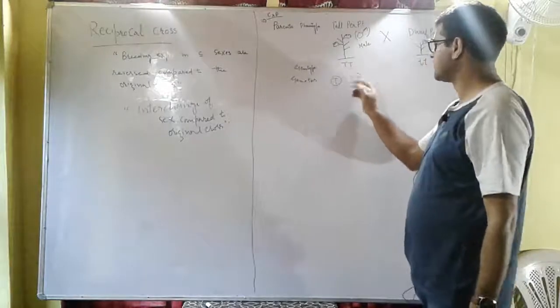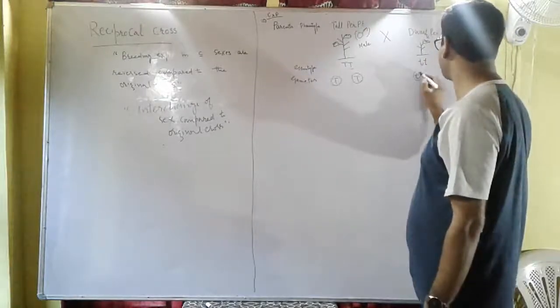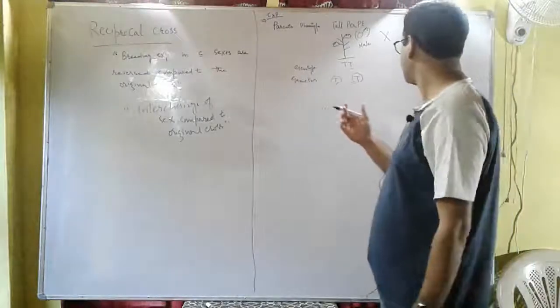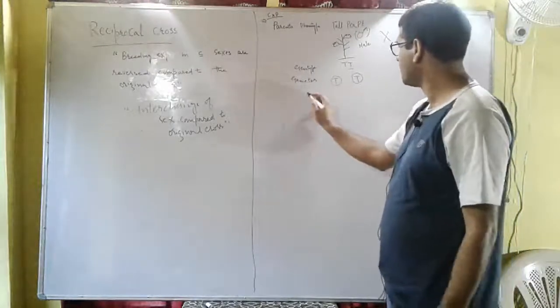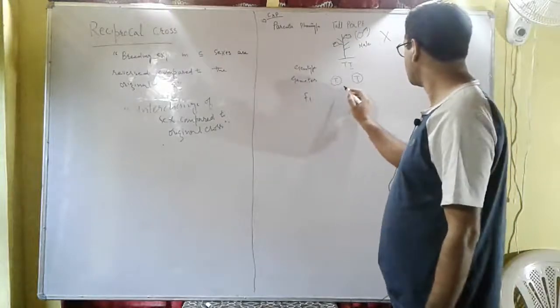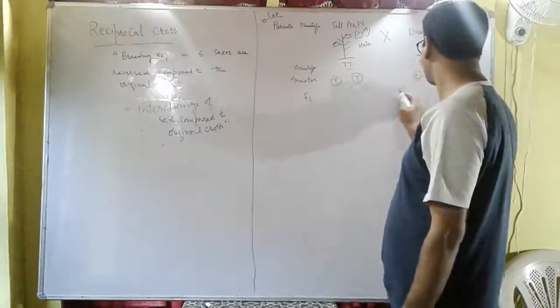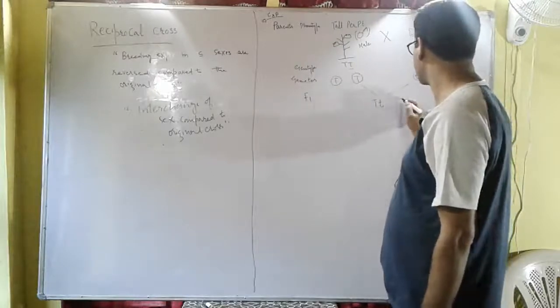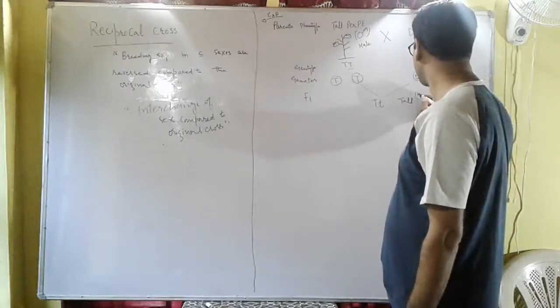Two alleles will get separated. Here also two alleles will get separated. They go to different gametes. Simply we have the F1 generation, and we will get capital T, small t. This is hybrid tall.